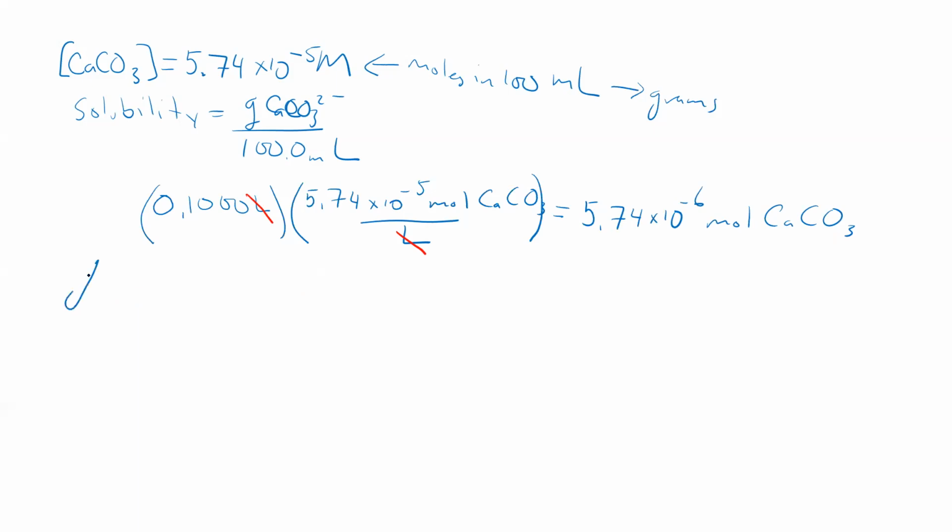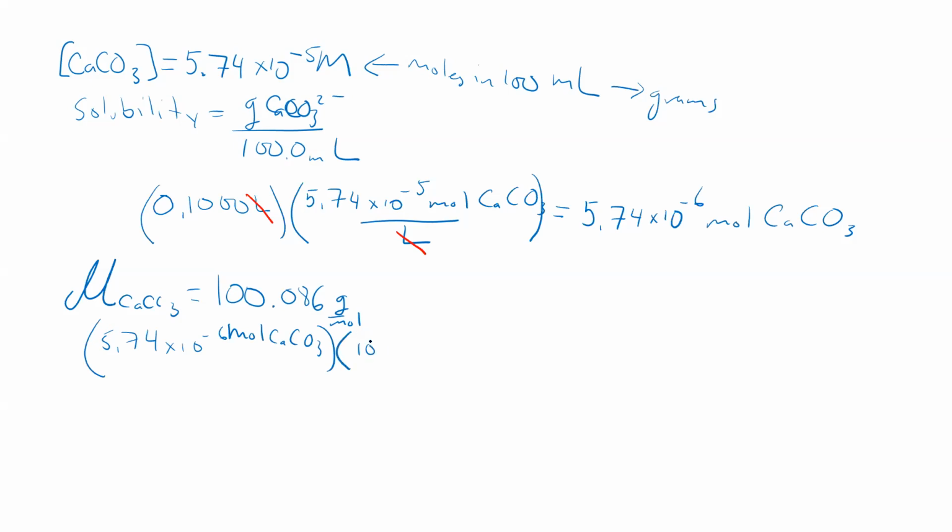Now, calcium carbonate has a molar mass of 100.086 grams per mole. So I can convert my moles into grams by just multiplying by the molar mass. So the 5.74 times 10 to the minus 6 times 100.086 grams of calcium carbonate per mole.